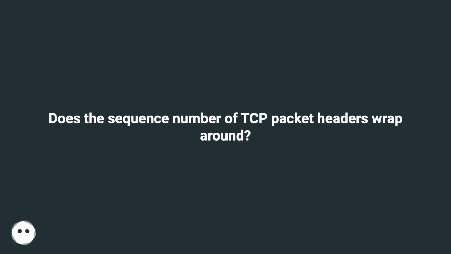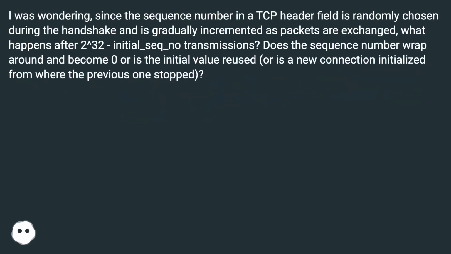Does the sequence number of TCP packet headers wrap around? I was wondering, since the sequence number in a TCP header field is randomly chosen during the handshake and is gradually incremented as packets are exchanged, what happens after 2 to the power of 32 initial_seq_no transmissions? Does the sequence number wrap around and become 0, or is the initial value reused, or is a new connection initialized from where the previous one stopped?